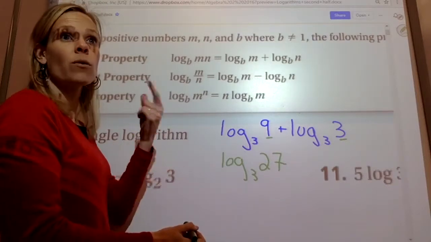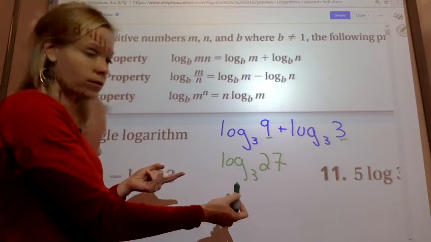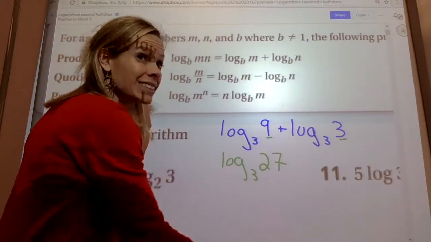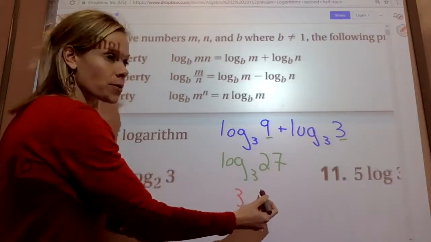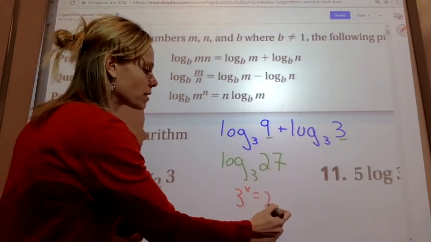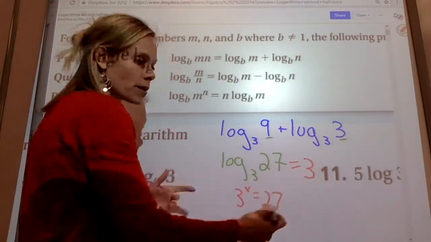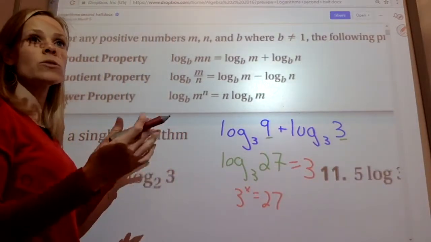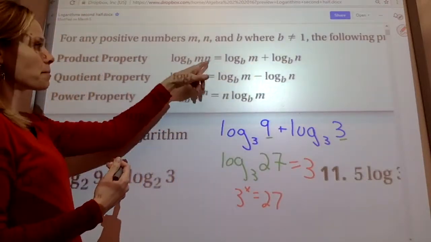And then you can even go one more step and solve this log. Remember how to solve a log? Just had a quiz over it. Convert it to exponential form. 3 to what power is 27? So what does this log equal? This log would equal 3. Okay, so that's using the addition property, the product property of logs.